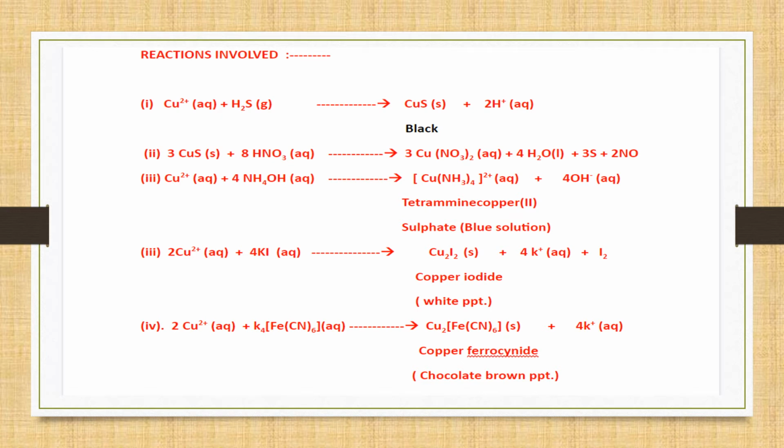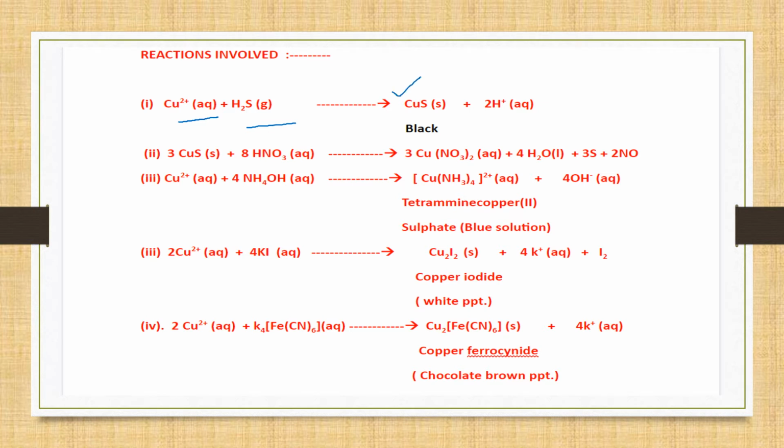Now the reactions involved. First reaction that we carried out, when we take aqueous solution of copper salt and pass H2S through it in the acidic medium, that is in the presence of dilute HCl, we were getting a black precipitation. So that black precipitation is because of the formation of copper sulfide.